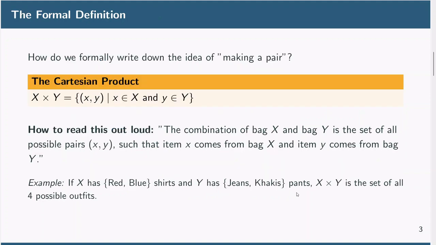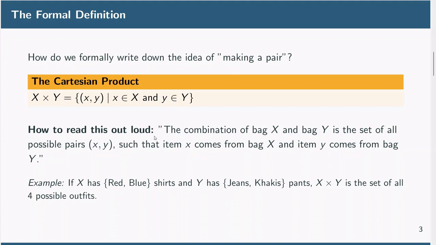Now that we know the code, let's look at the formal definition. How do we formally write down this idea of making a pair? This brings us to a concept called the Cartesian product. The formula looks like this. X times Y equals all possible pairs xy such that x comes from bag X and y comes from bag Y.